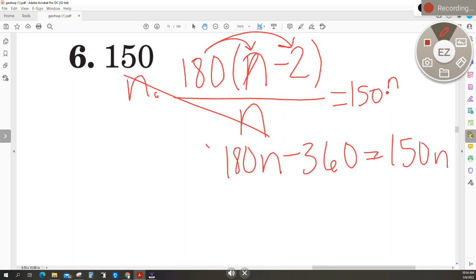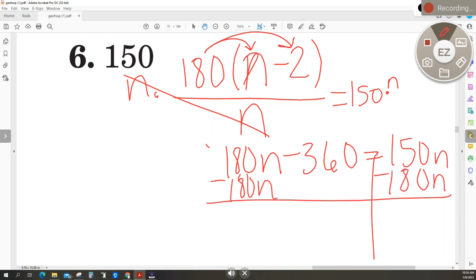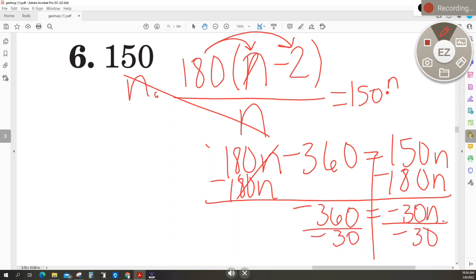Okay, so what's our next step going to be? What do we do next? Subtract that 180n. So minus 180n from both sides. What's 150 minus 180? Negative 30. So we've got negative 360 on this side and negative 30n on this side. What's our next step? Not add. Divide. Divide by what? Negative 30. So what is negative 360 divided by negative 30?